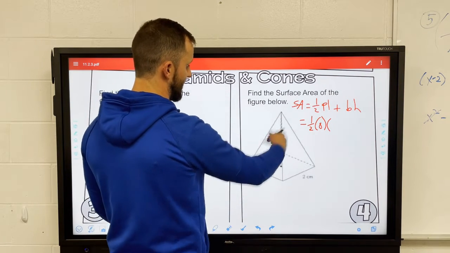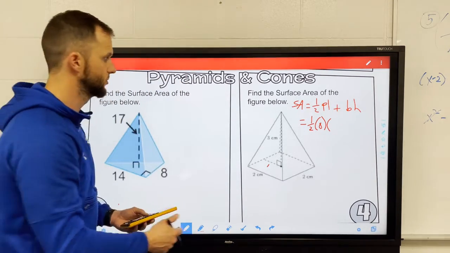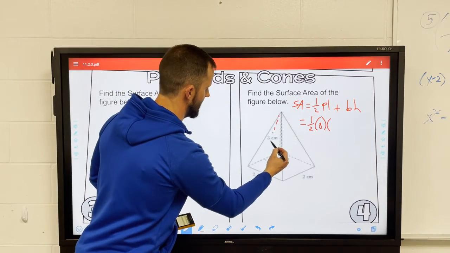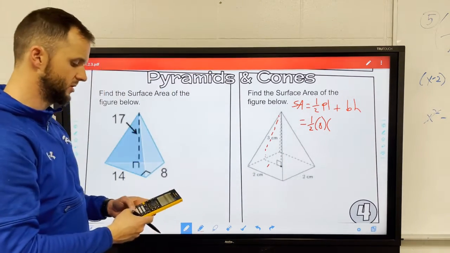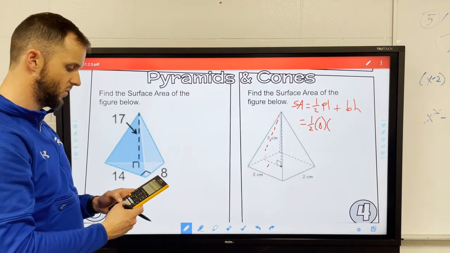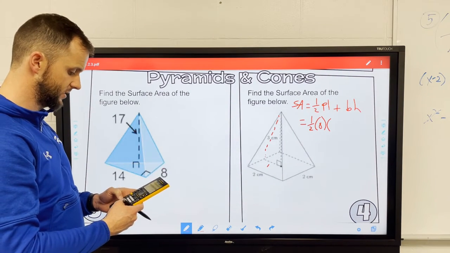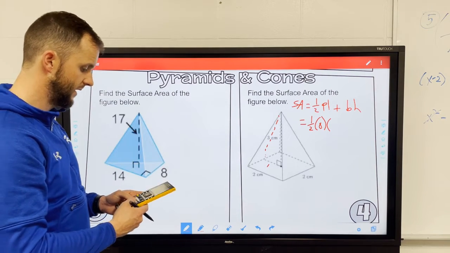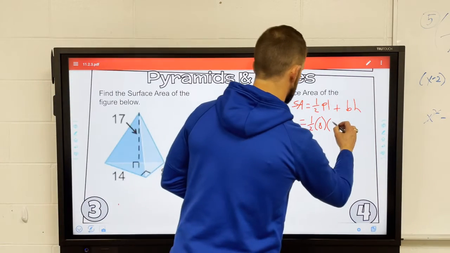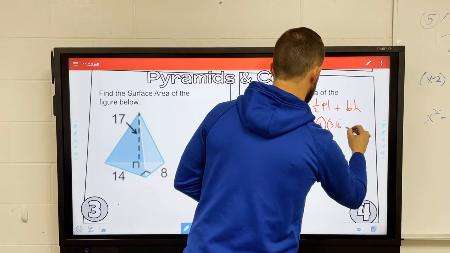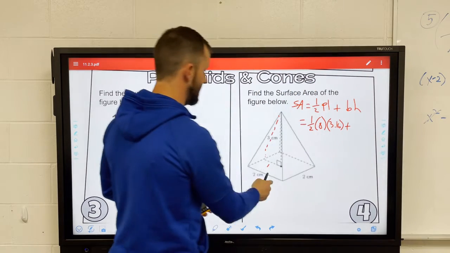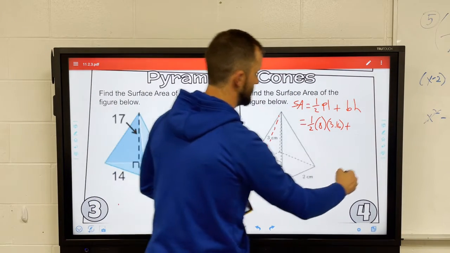So I have to end up finding my slant height here because it's a little tricky. So remember, I got to find my slant height, which is going to be this guy here. So I'm going to use Pythagorean Theorem. So 3 squared plus 1 squared is going to end up giving me 10. I'm going to take the square root of 10. And that's going to give me 3.16. So my slant height is going to be 3.16 plus, and then my base and my height is going to be 2 times 2.